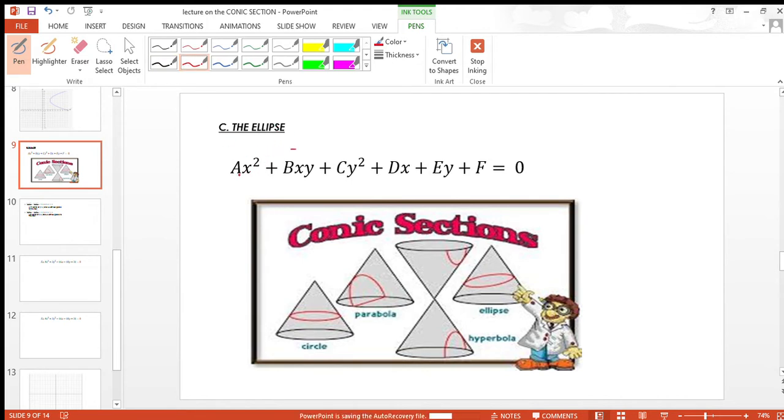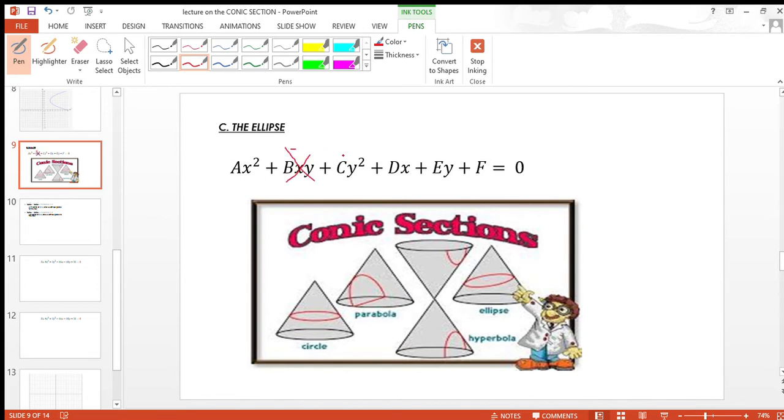So for the circle, we have the xy term is missing, a is equal to c. For the parabola, the xy term is missing. There's only one squared term, so either x squared is given or y squared is given. Now for the ellipse, same thing will happen.